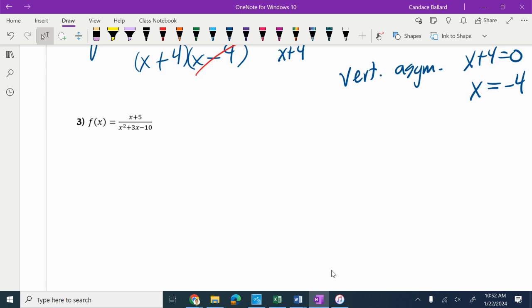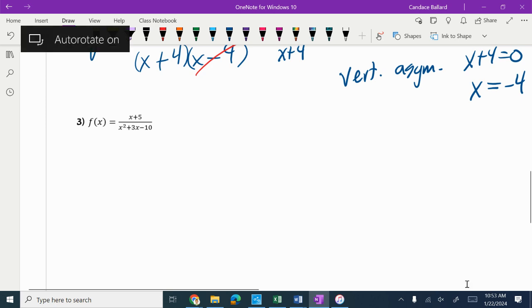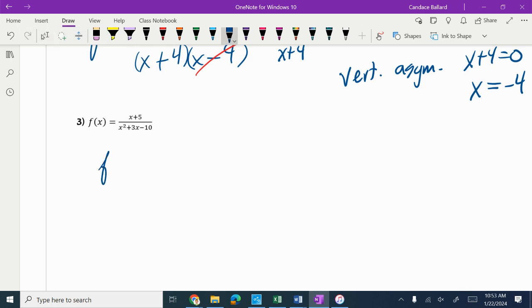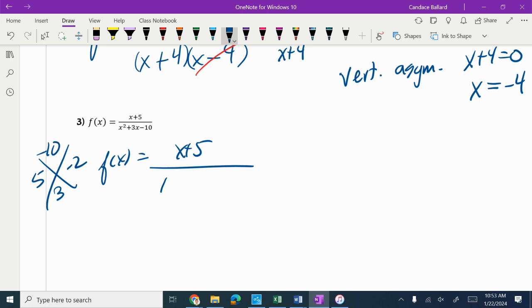Okay, let's look at it together, okay? So what did you do with your denominator? Factor with a what? The good old magic X. Okay, so I have f of x equals x plus 5 over. All right, two numbers that multiply to negative 10 and add to 3. What'd you get? 5 and negative 2. So x plus 5 times x minus 2.